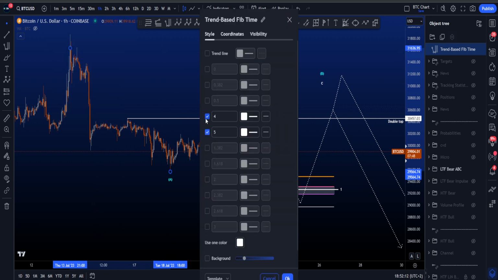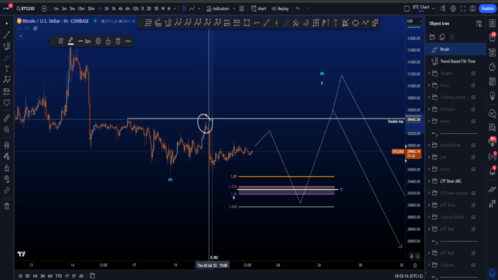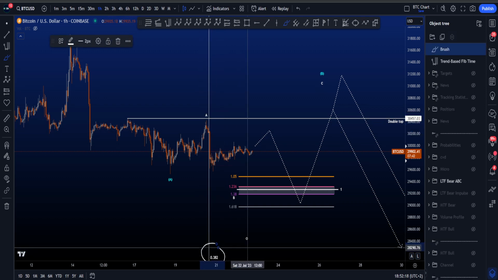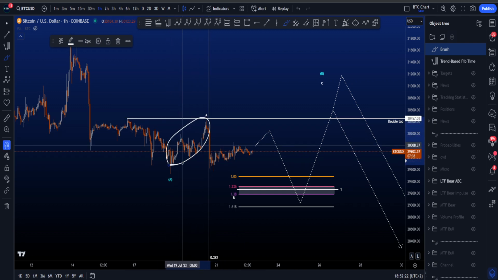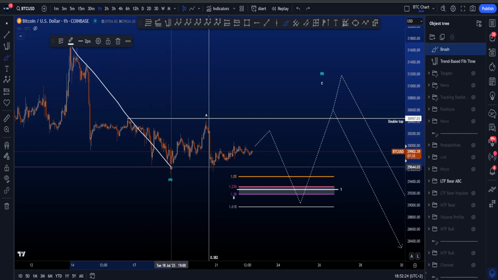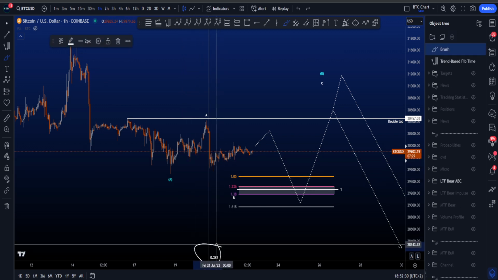So with the fib time from the high to the low of A, you double click over here and then you put it on the 0.382, then you can see that this high has been made before the 0.382 fib time, meaning that the corrective structure over here is shorter than 38% of the time it took to develop wave A, which is incredibly short. Usually corrective structures take longer than the 0.382.